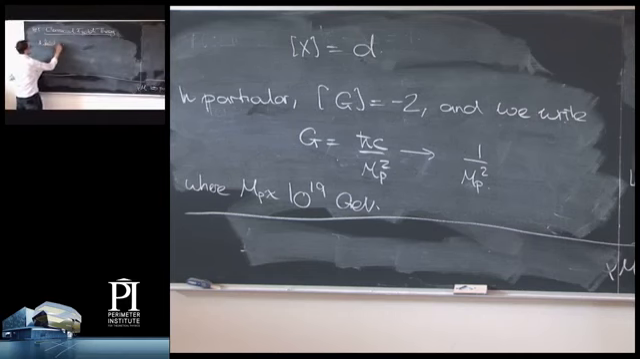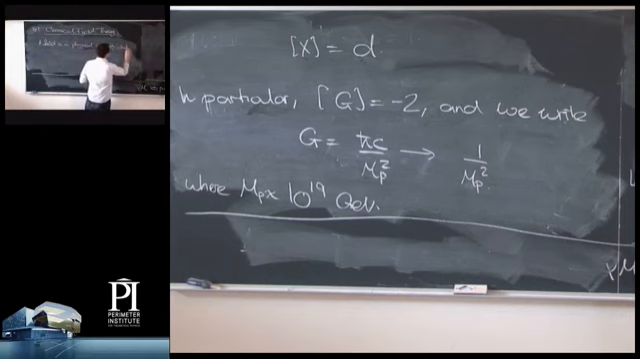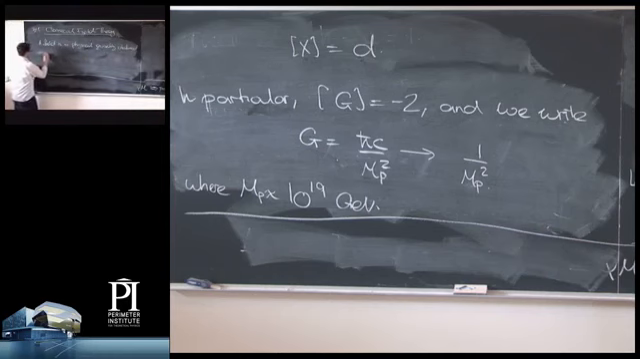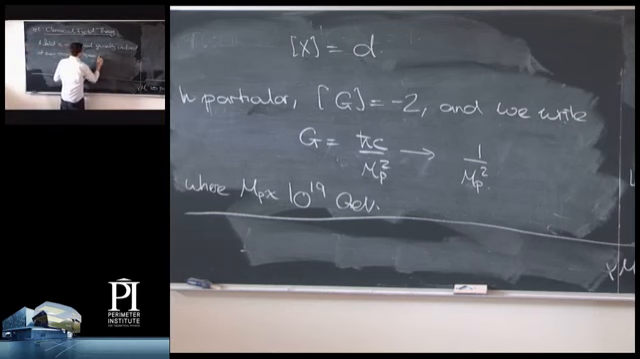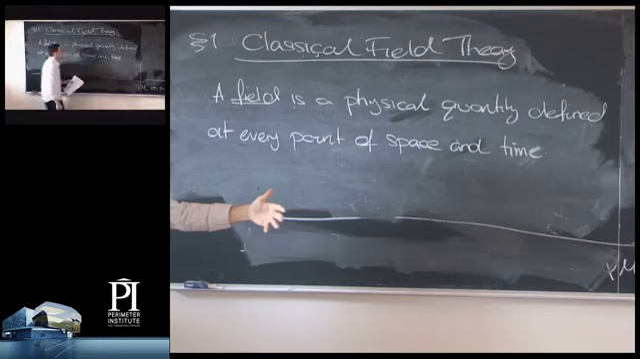So a field is a physical quantity defined at every point of space and time. As with all definitions in physics, it's a bit of a lie, but those lies will become apparent as we move forward.